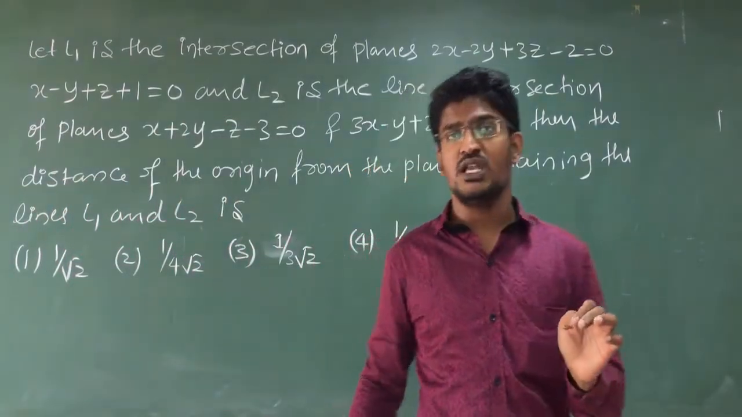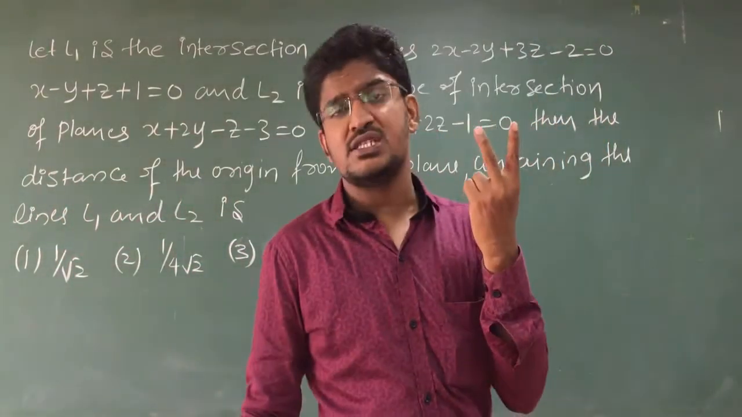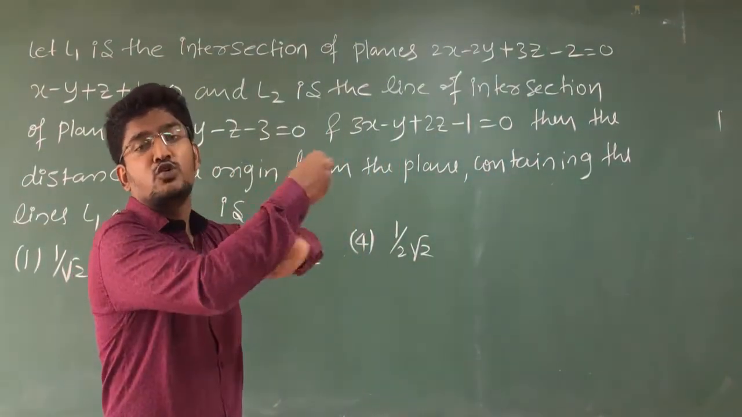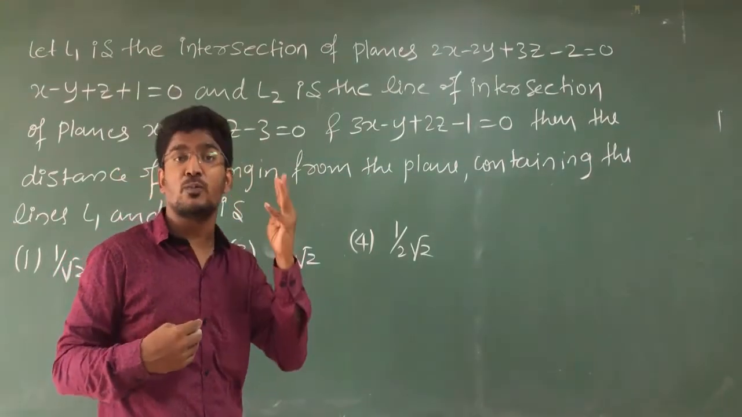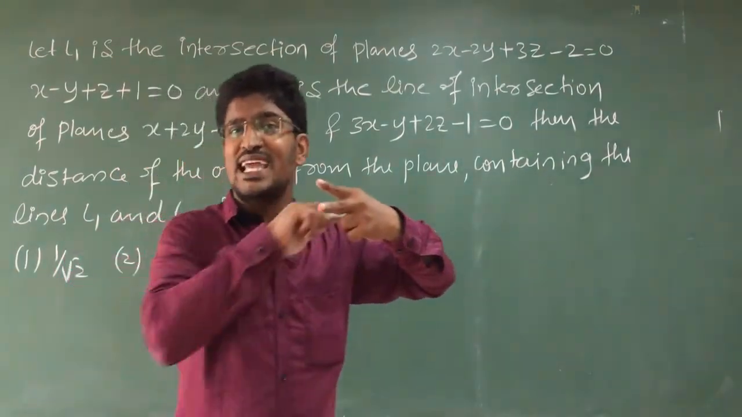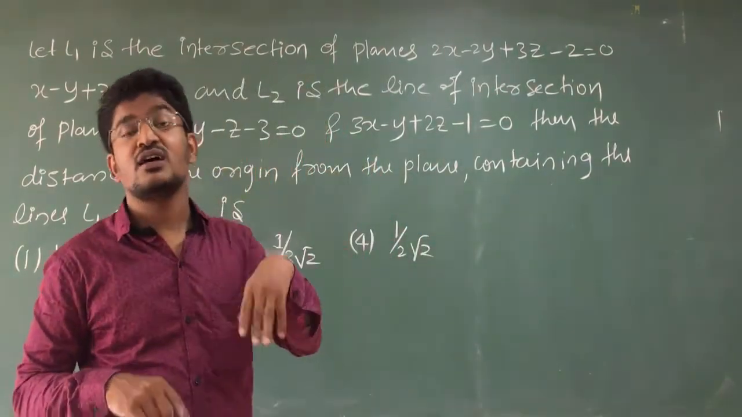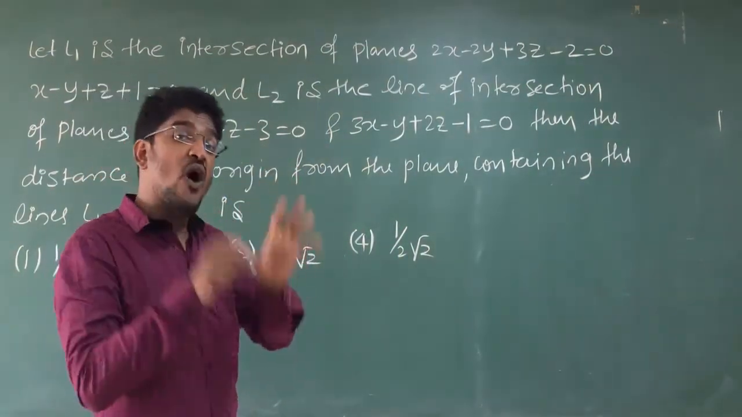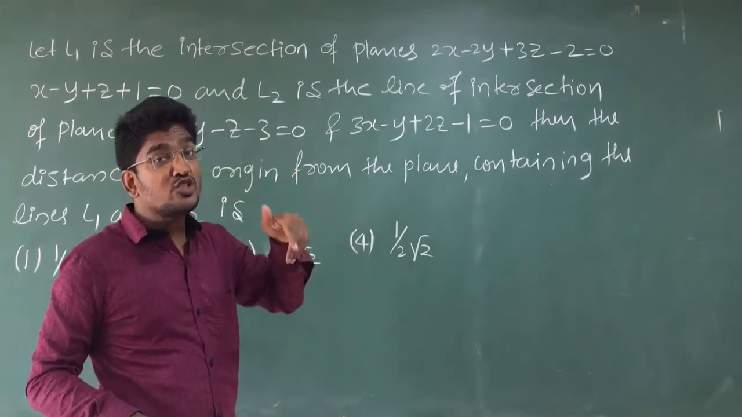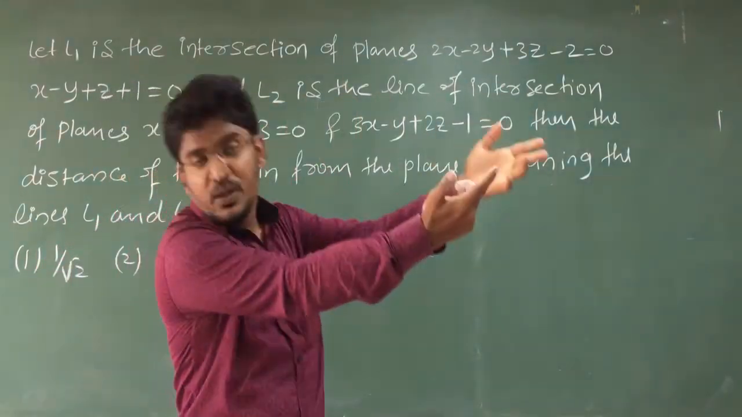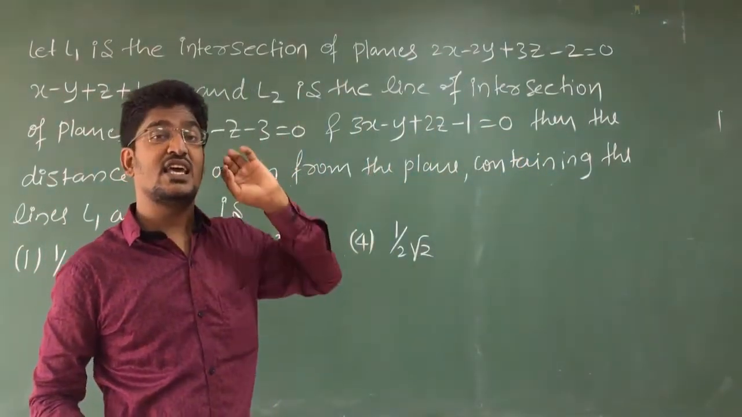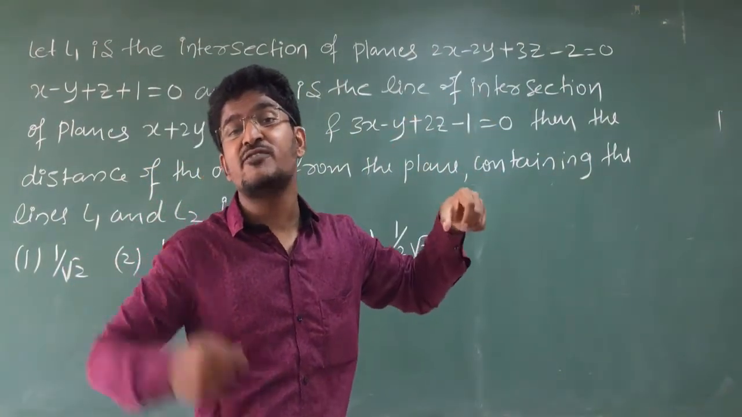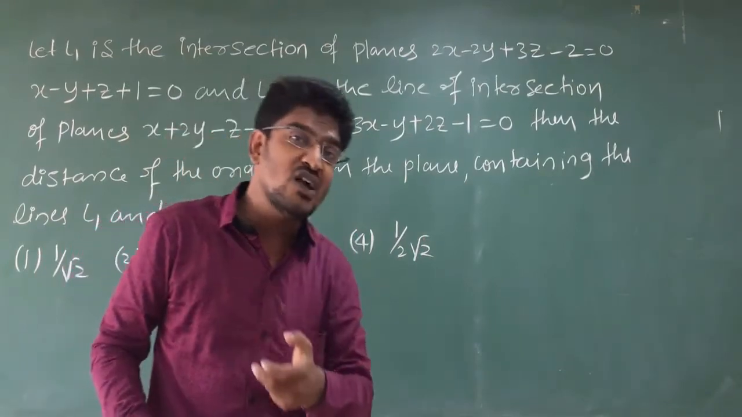Very beautiful question. See, there are two lines L1 and L2. Both the lines are the intersection of different pairs of planes. That means there are totally 4 planes. The intersection of 2 planes will be one line. The intersection of another 2 planes will be the second line. What they are asking is, those 2 lines lie in one plane, and the distance of that plane, where these 2 lines are lying, from the origin.